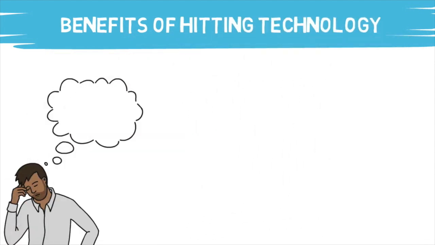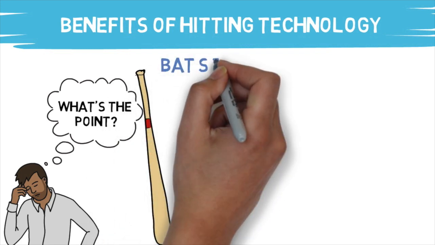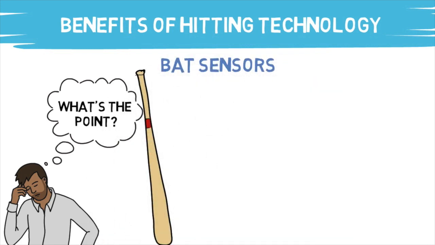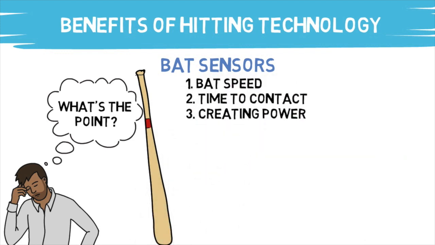Let's talk about why. The 2 main technologies used to improve hitters can be broken down into bat sensors and kinematic sensors. Bat sensors explain the path of the bat, the speed of the bat, and the power generated through the swing. This outputs several figures that can be improved over time through training such as bat speed, time to contact, and generating more power.